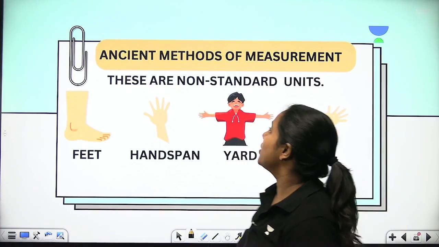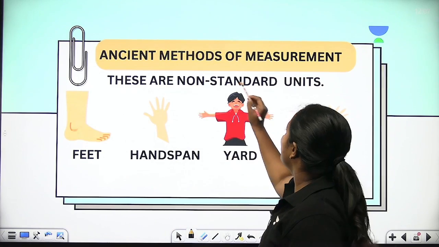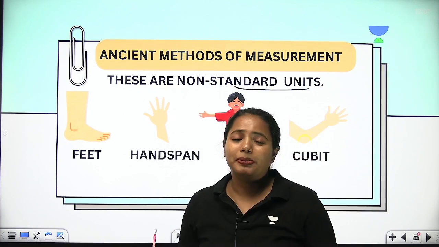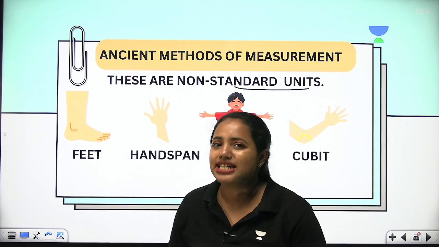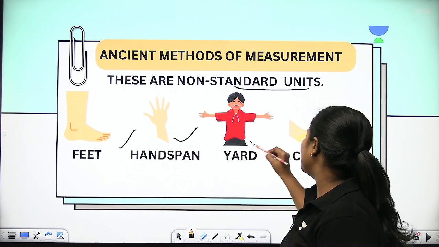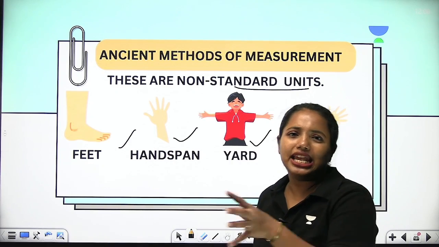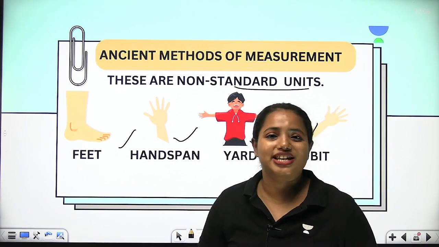And now look at this one. It's all about the ancient methods of measurement. These are known as non-standard units, because these units were different from one person to another. These were not standardized. So let's take some examples here. Feet, handspan, yard, cubit. If you take any of these, this can be different from one person to another. So this is not a standard unit at all.